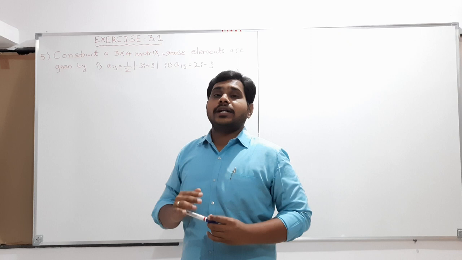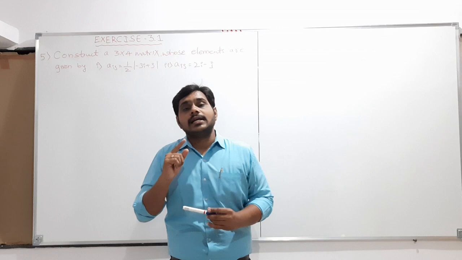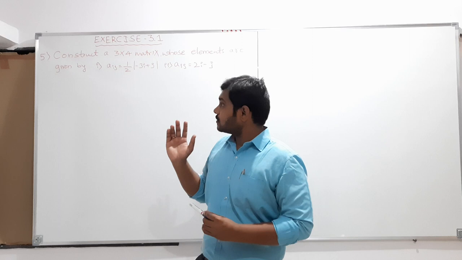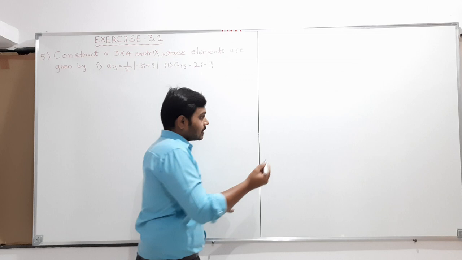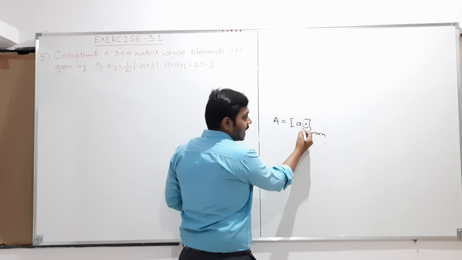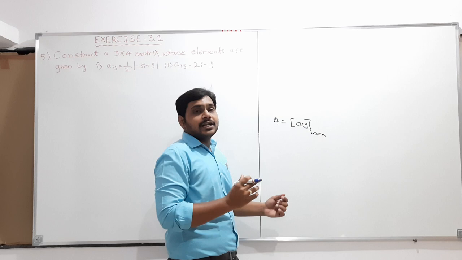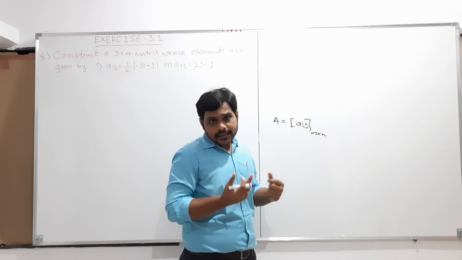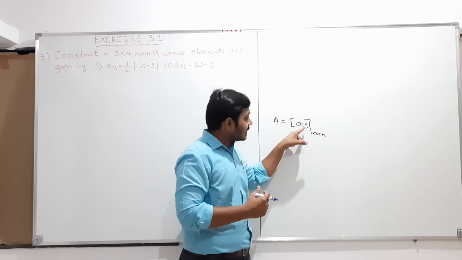We also discussed that if the matrix is of the order m cross n, then it has mn elements. In general we denote the matrix as A equals Aij. What does Aij indicate? A subscript ij indicates the place in which the element lies in the matrix. So A subscript ij means the element lying in the ith row and jth column.